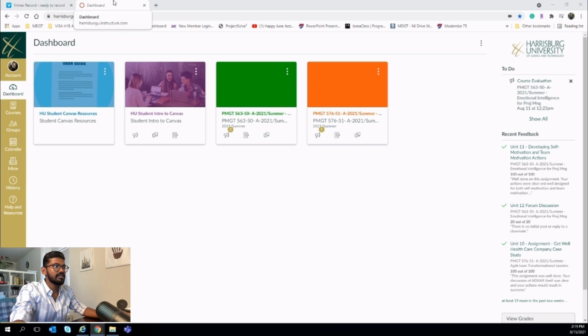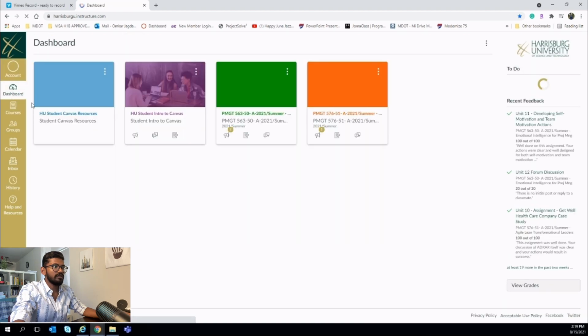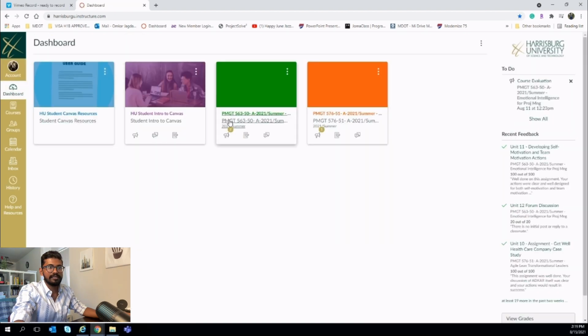So this is the dashboard. Basically, this is my university's Canvas program. So basically, I access everything here. If you see, that's my profile. That's the dashboard. That means which classes I'm taking. This was my last semester for summer 2021. So I took two classes. One of them is emotional intelligence for project managers, and the second one was agile lean transformational leaders.